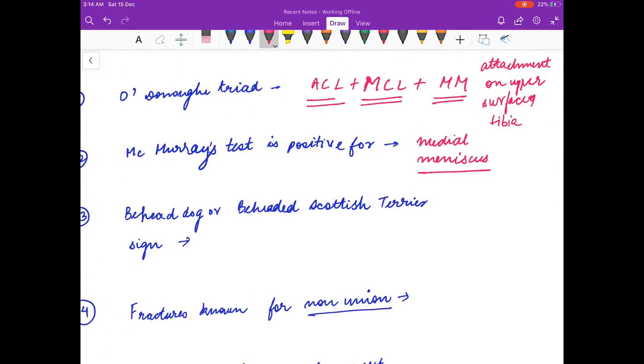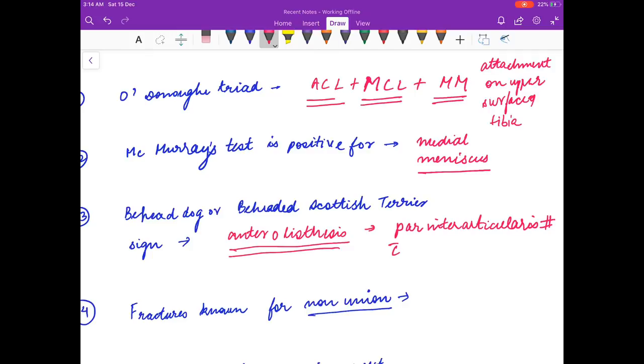Beheaded dog or beheaded Scottish Terrier sign is seen in spondylolisthesis, that is movement of one vertebra over another, dislocation of one vertebra over another, and there is pars interarticularis fracture with dislocation of vertebra.